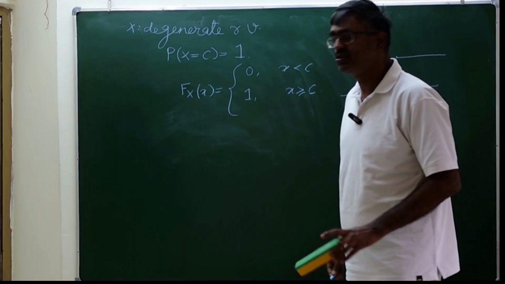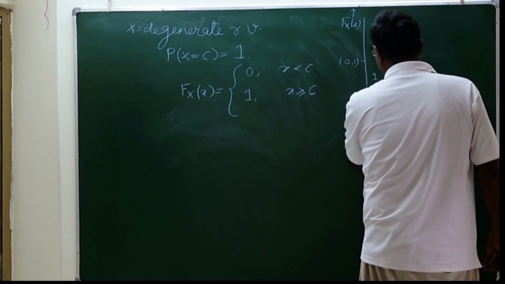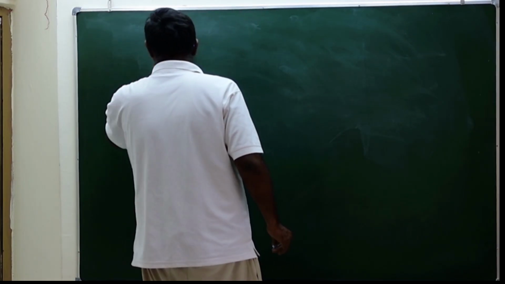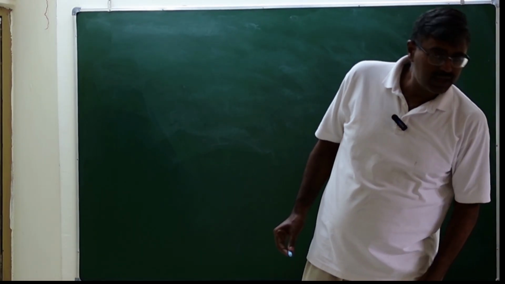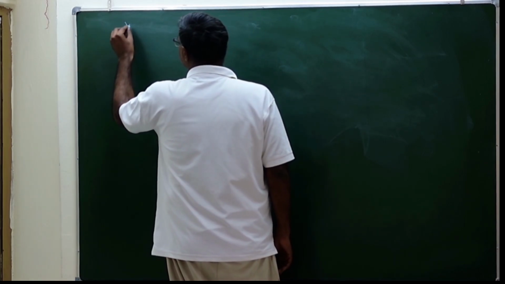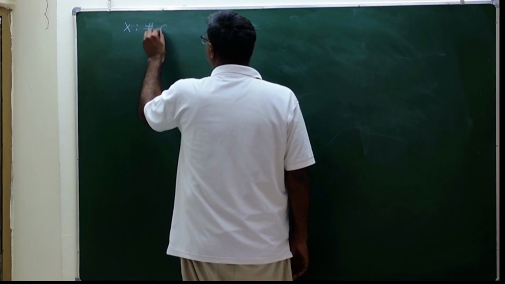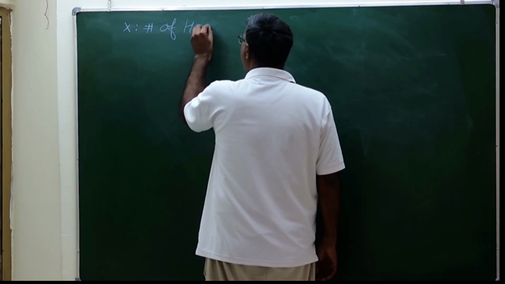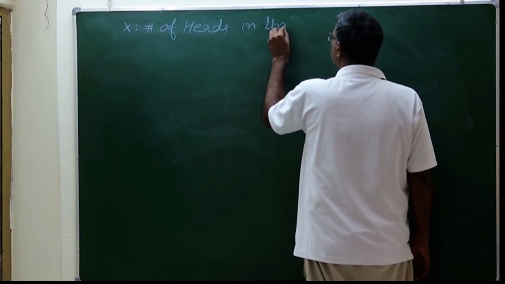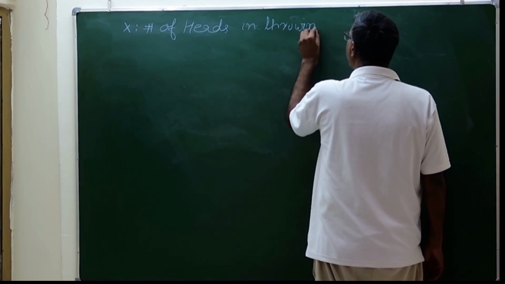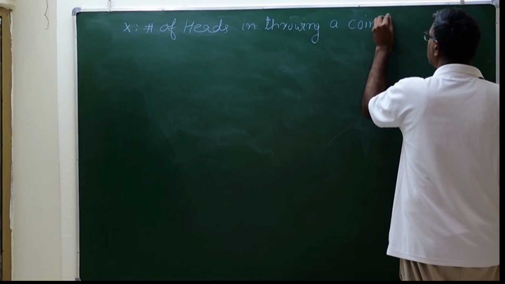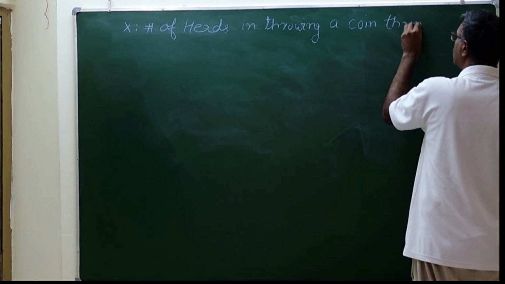Now I will write the distribution function for a random variable where we define X as the number of heads in throwing a coin thrice.